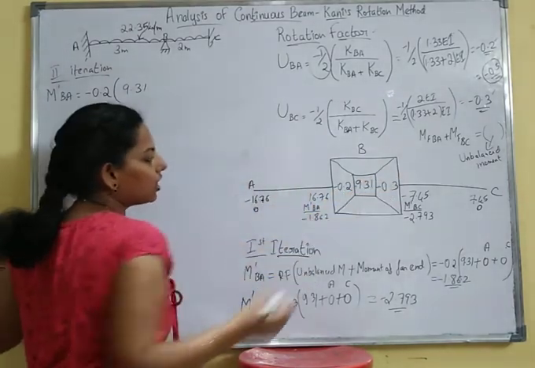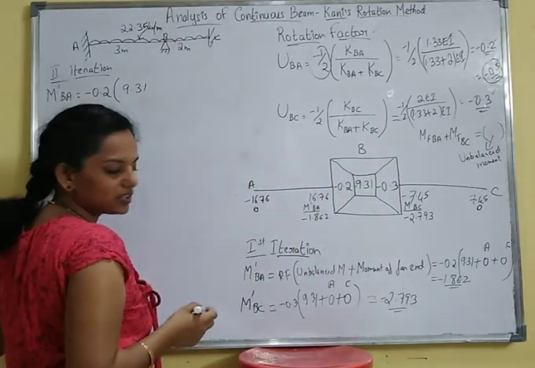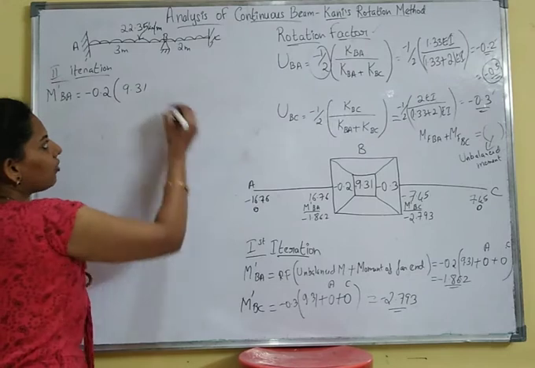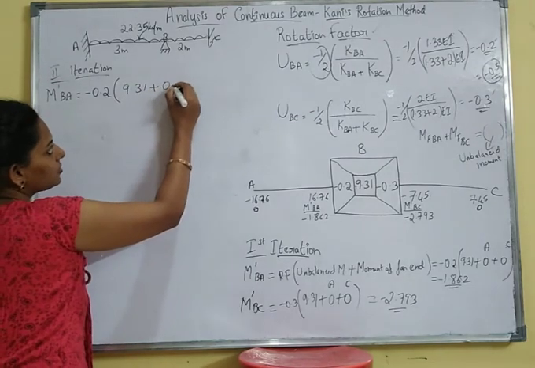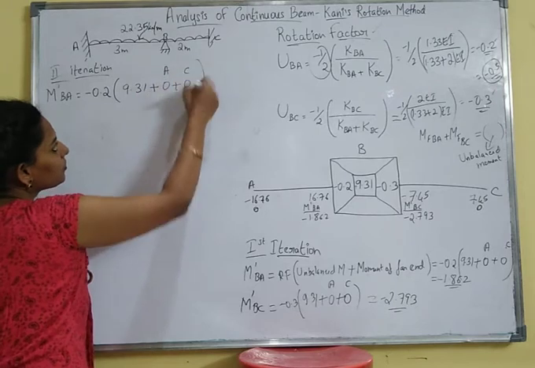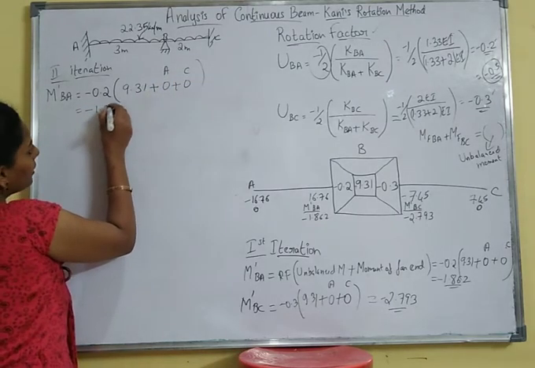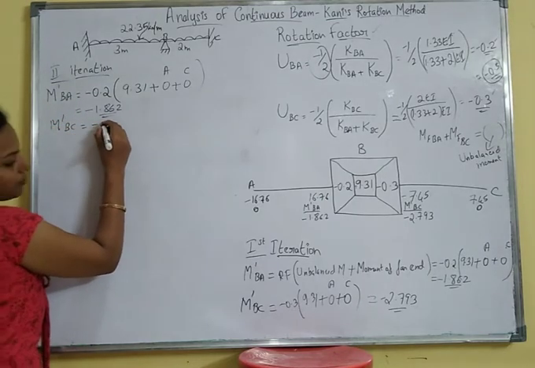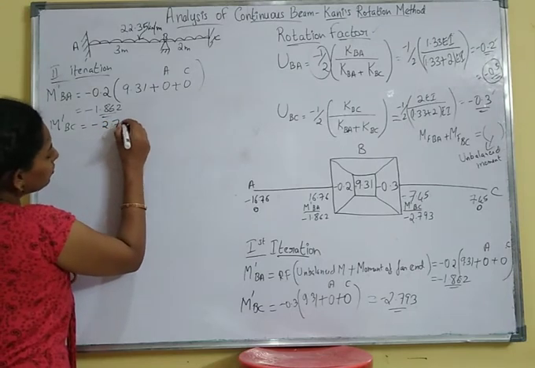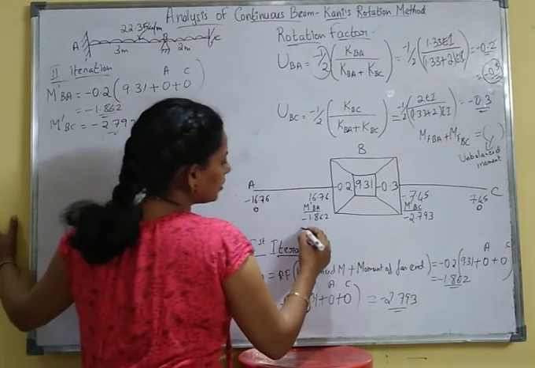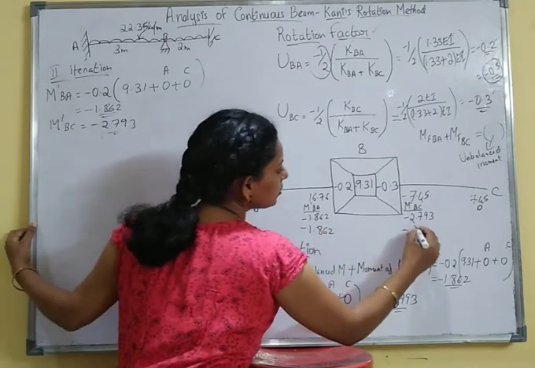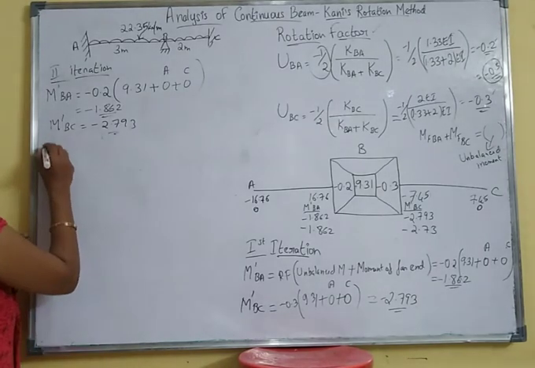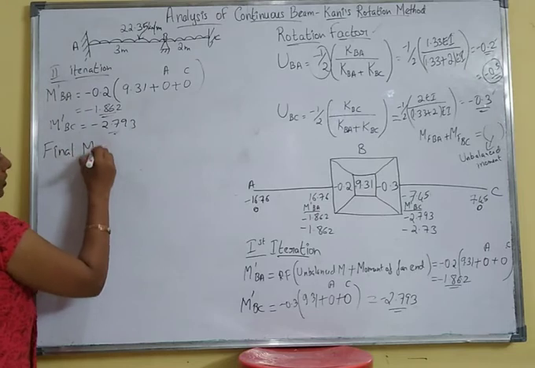There is no far end moment because here we have only one joint. Suppose in the middle span you have 2 or 3 joints, that time you will get this far end moment. Here this end will always be 0. So plus 0 plus 0. So you will have the same, that is 1.862. Similarly, m dash BC also you will have the same 2.793. Once it is the same, you can stop the iteration. Then you can find out the final moment.